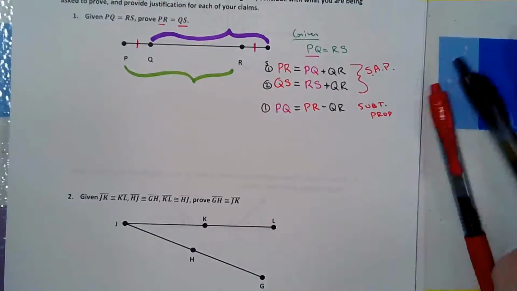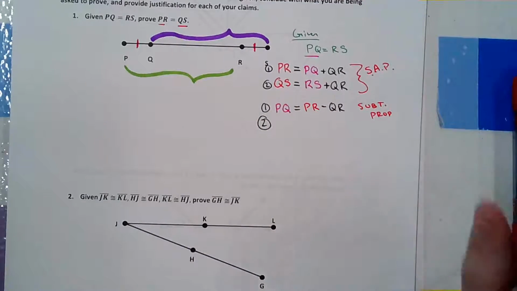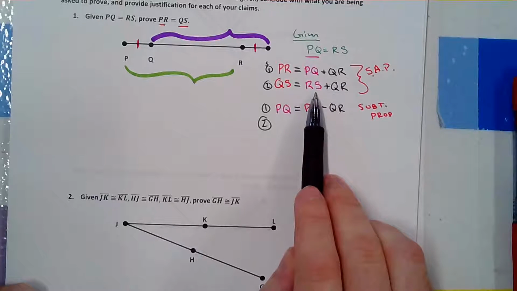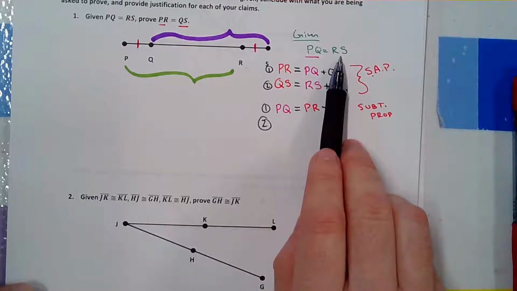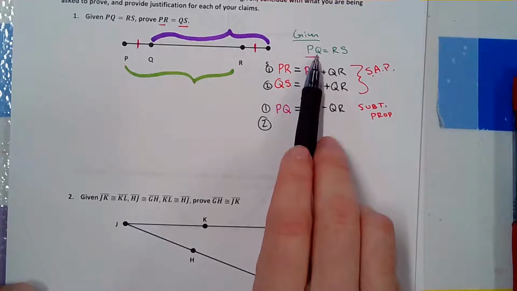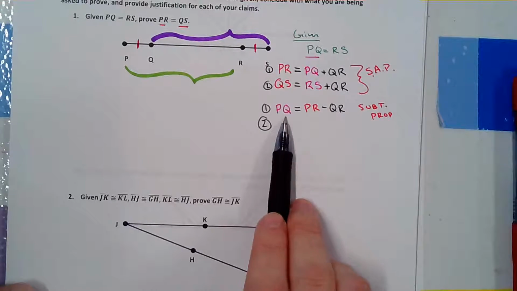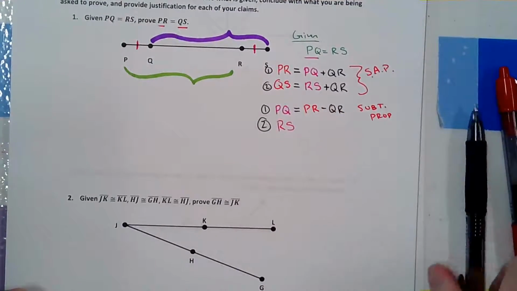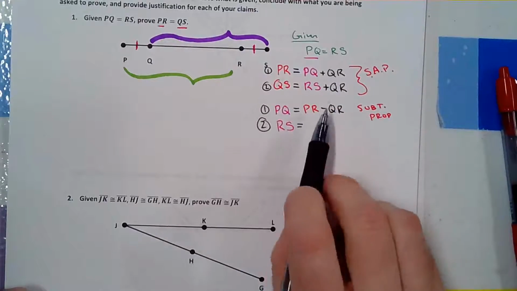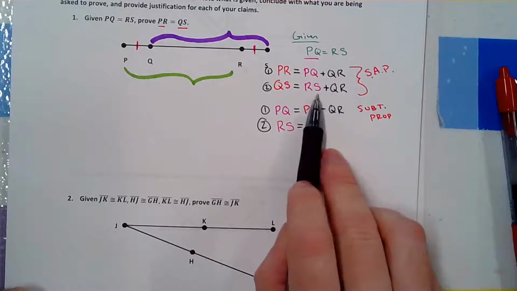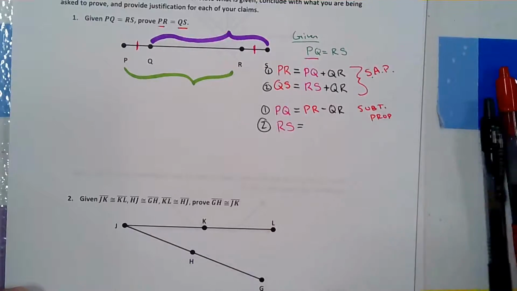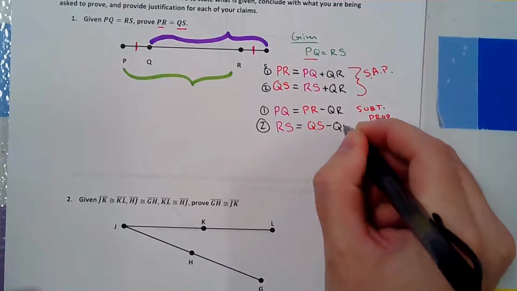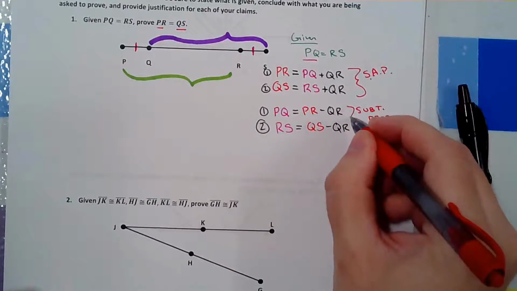But before I do that, I'm going to take equation 2 and do the same thing. So which thing am I going to try and get on its own for equation 2? RS, right? Because that's what I want to switch out. See how I wanted to switch out PQ? So I got PQ on its own. If I want to switch out RS, I need RS on its own. So I'm going to write RS on its own equals. Now, how do I get RS on its own for equation 2? What do I need to do? Subtract QR. So I've got QS minus the QR that I moved over. And that's also subtraction property.